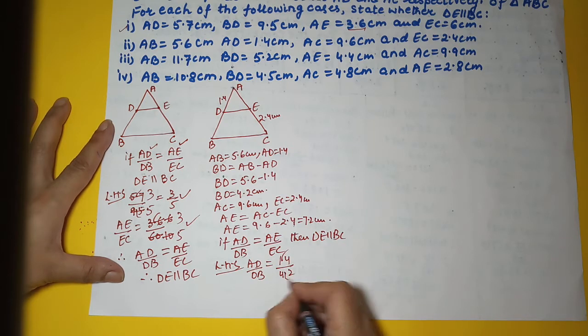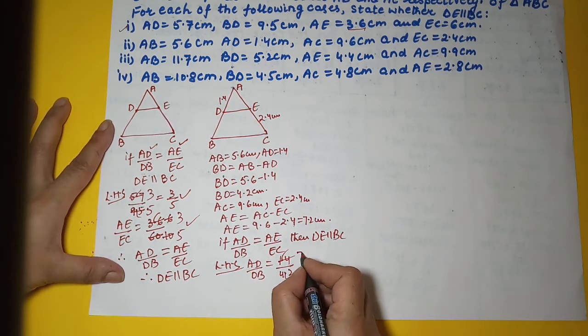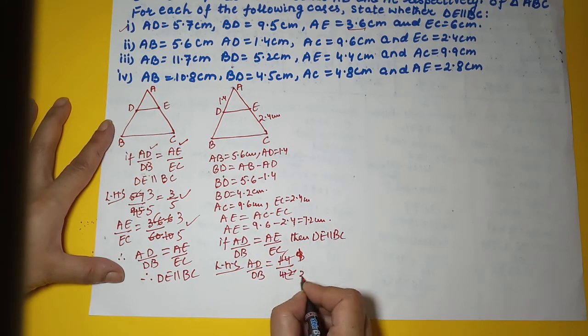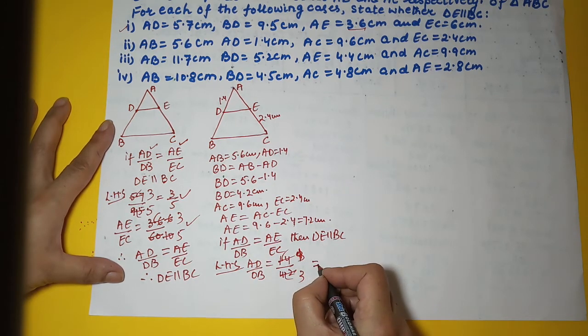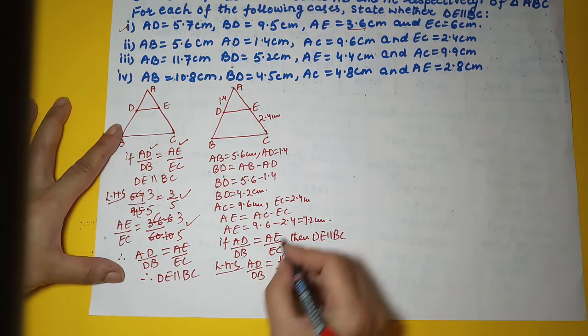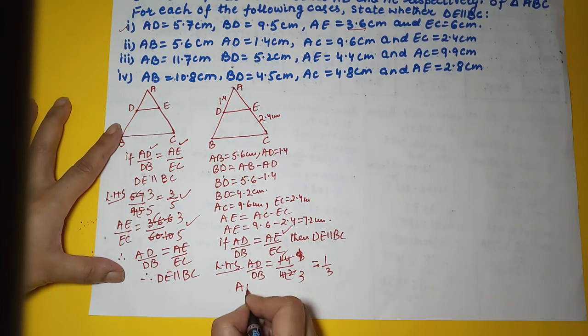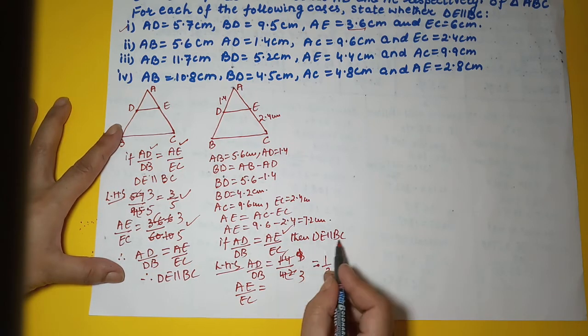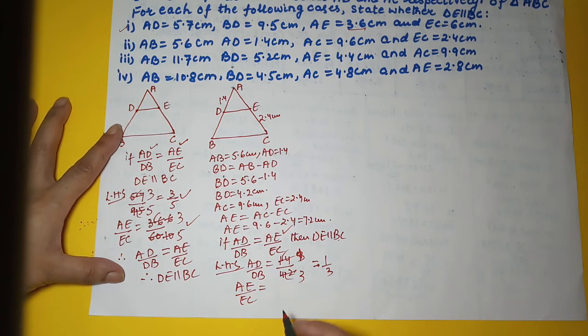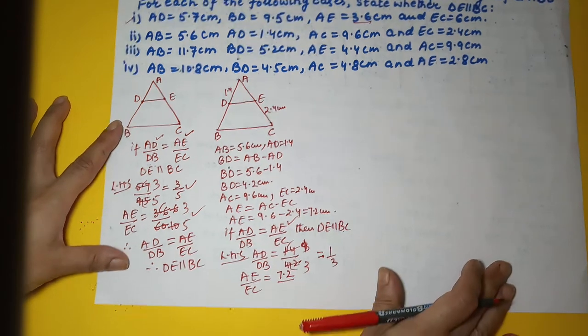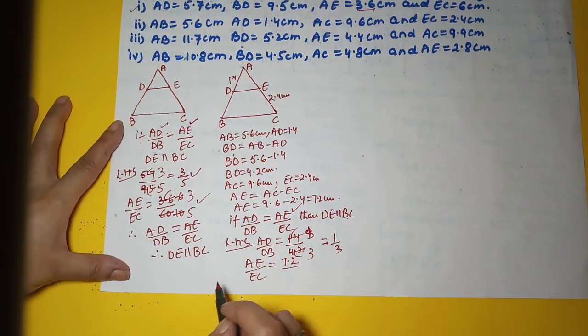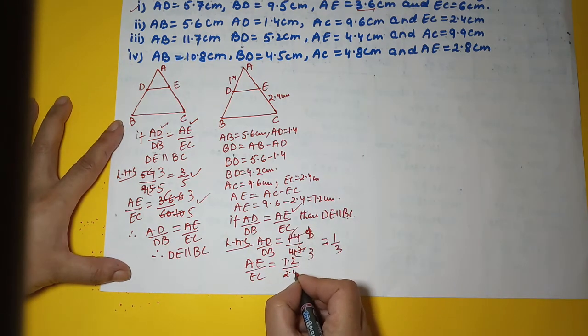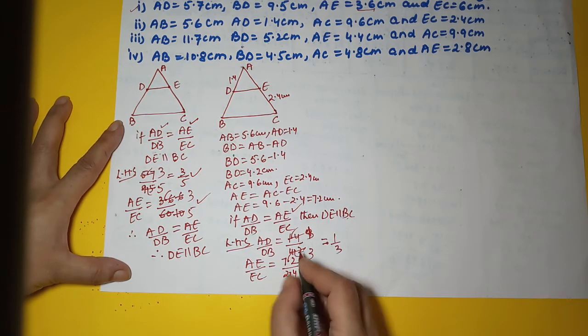So decimal and decimal will go. 14 threes are, 14 ones are, 14 threes are. So I have got this as 1 upon 3. Right? Now let me check this part, AE upon EC. This should also come 1 upon 3 if DE is parallel to BC. Now what is my AE? 7.2. And what is my EC? EC is 2.4. Right? So this and this will go.